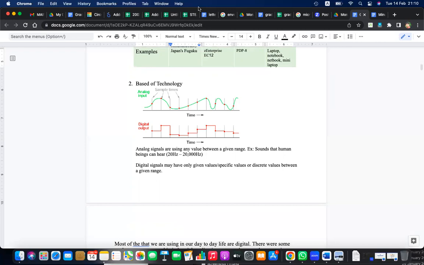Analog means between any given range the signal can take any value.